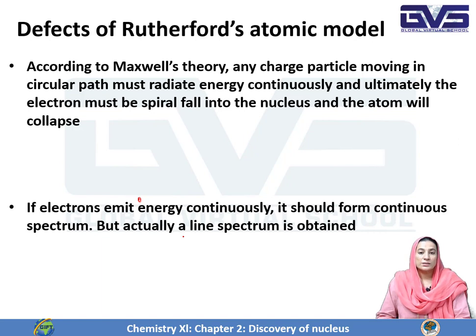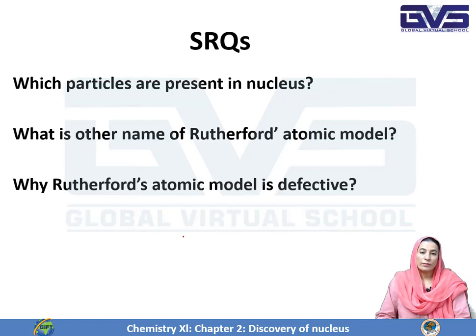So these were some points that were not explained by Rutherford's atomic model, and later they were explained by other theories. The questions usually asked in this topic are: which particles are present in the nucleus? Of course, we have repeated this so many times, it must be on your fingertips: protons and neutrons are present in the nucleus. What is the other name of Rutherford's atomic model? It is the planetary model. And why is Rutherford's atomic model defective? You have to discuss the defects of Rutherford's atomic model.